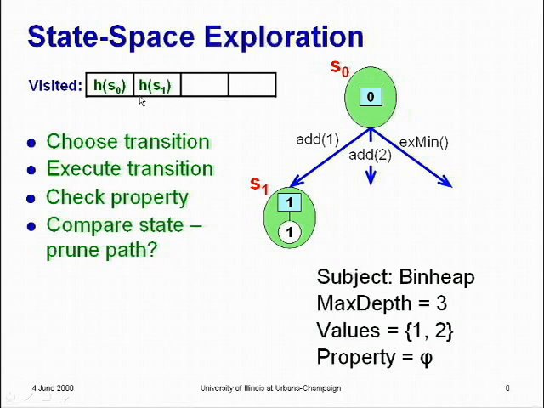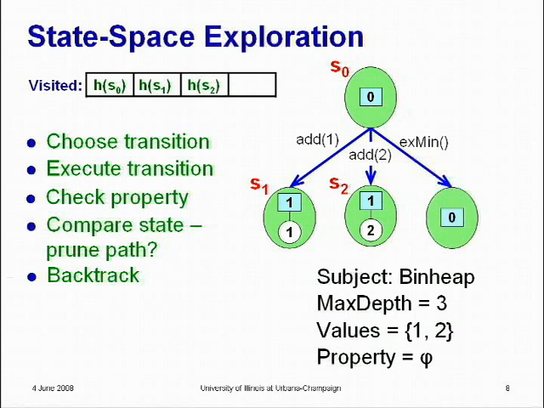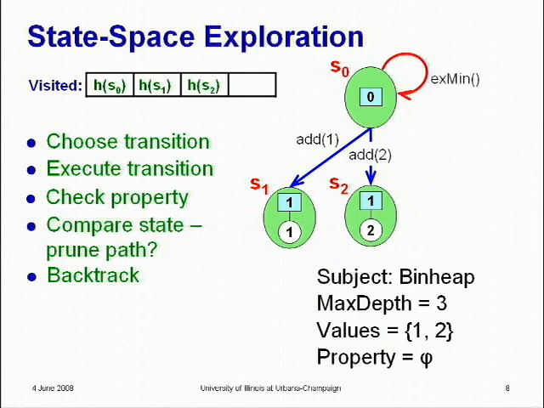In this case, we get a new state S1. We haven't seen this one, so we add it to the visited set, and then we continue. So we need to backtrack. We need to explore another transition. We obtain a new state, and continue in this fashion. So here, when we execute this extract the minimal value from this heap, because the heap is empty, it will remain empty. So we've already seen this, and we'll stop the exploration for this particular path.